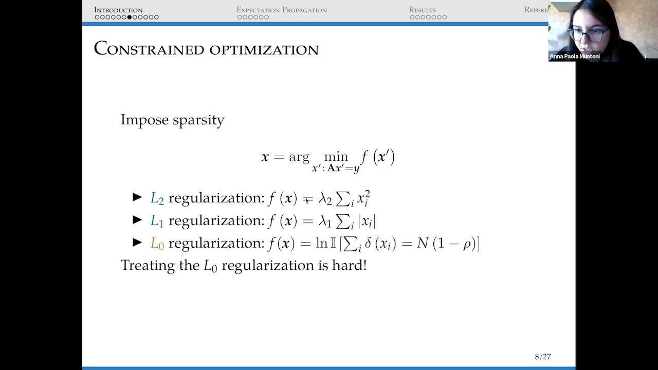Another one is the L2 regularization, and the more strict regularization is the L0, where you impose that exactly n minus k of the original elements of the signal are equal to 0. So you want a solution that matches perfectly with the sparsity of the signal. But you can see that the green ones are very easy because they lead to a convex optimization problem. Instead, due to the form of this f function associated with the L0 regularization, dealing with the L0 case is very hard, and you have to use some approximation.